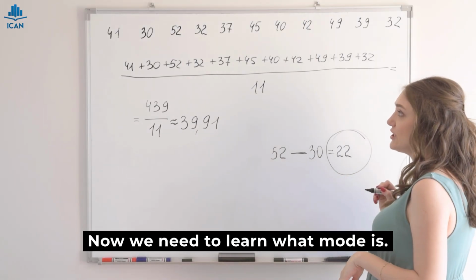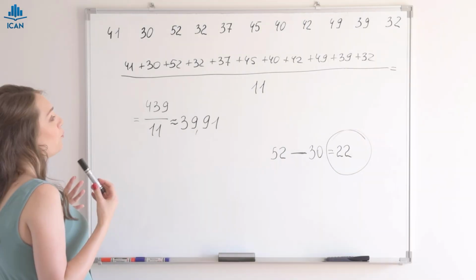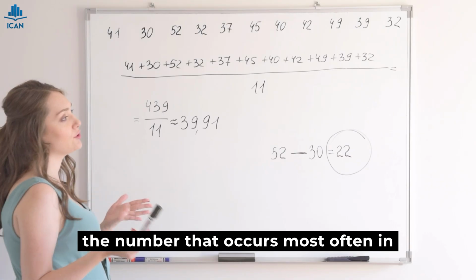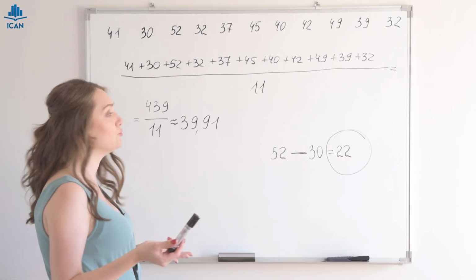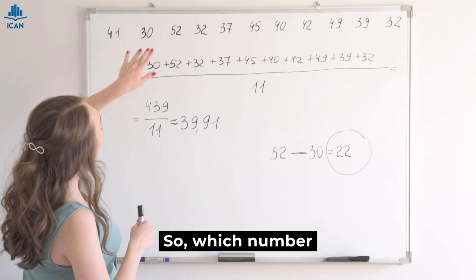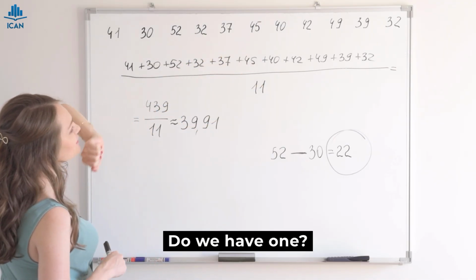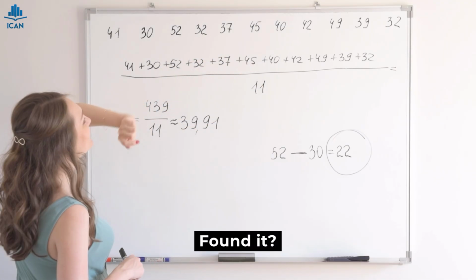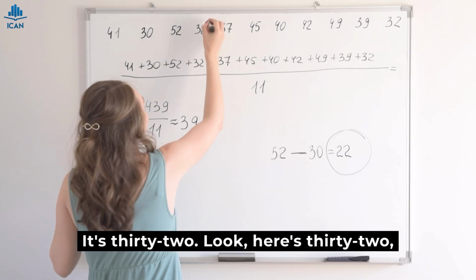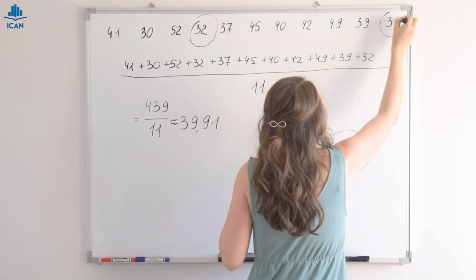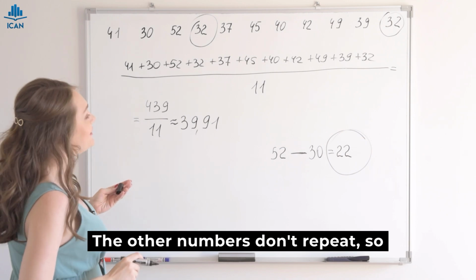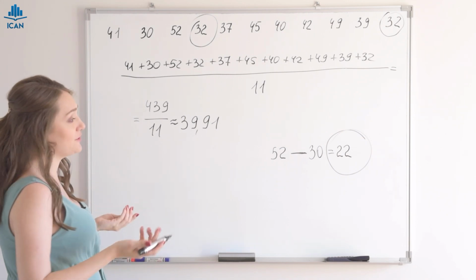Now we need to learn what mode is. Mode is the number that occurs most often in a series. So which number appears twice here? Do we have one? Found it? It's 32. Look, here's 32 and here's 32. The other numbers don't repeat, so 32 is our mode.